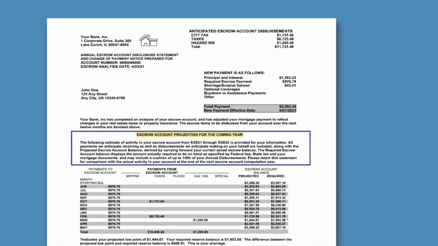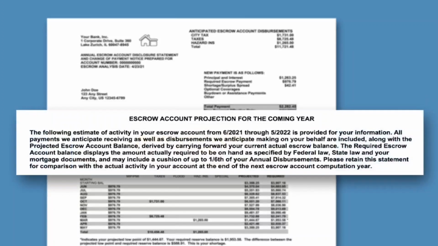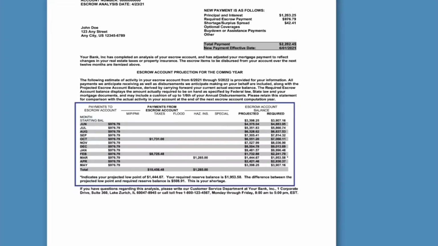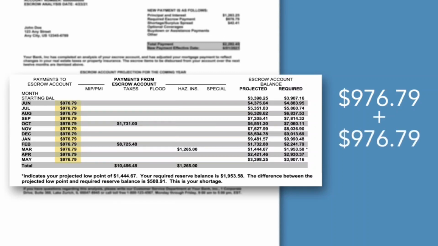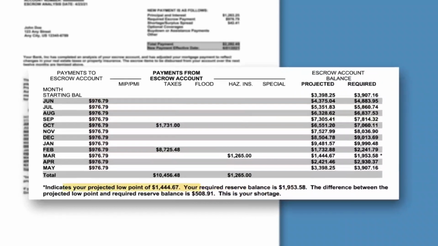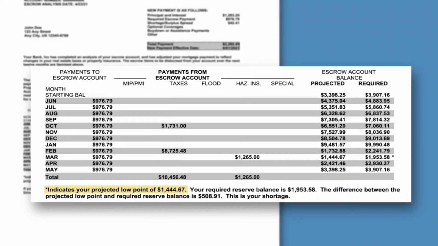In the section titled Escrow Account Projection for the Coming Year, we explain why we maintain a required reserve, also known as a cushion, of up to 2 months or 1/6 of your annual escrow disbursements to cover tax and/or insurance payments made from your escrow account. In this sample statement, the required reserve is equal to 2 monthly payments of $976.79, or a total of $1,953.58.